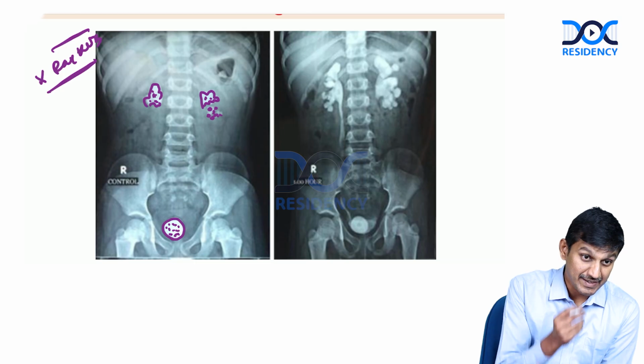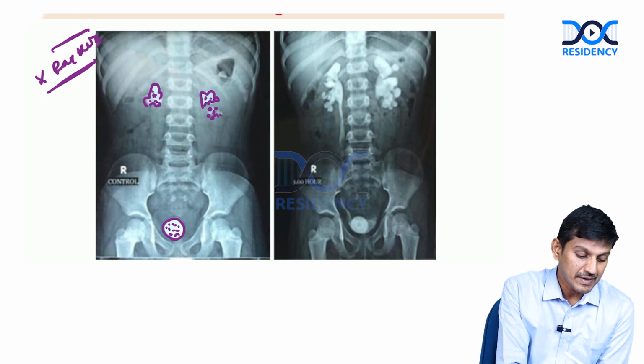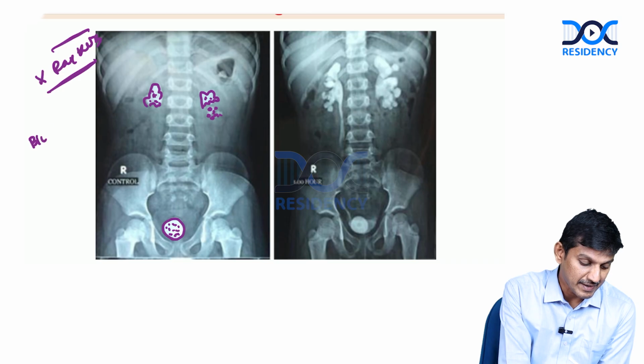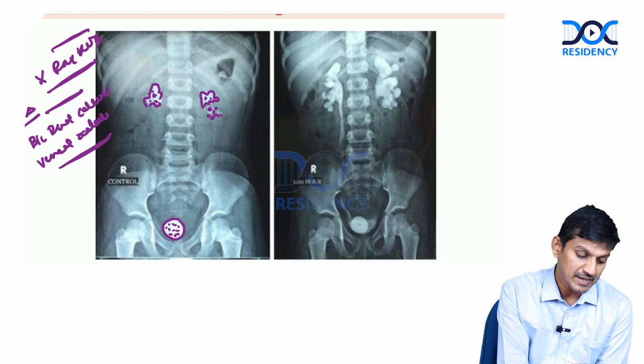So any radio opaque densities which are not normal apart from bones, they may be likely to be stones. It can be a case of bilateral renal calculi along with vesical calculi. Okay, this is the usual impression.